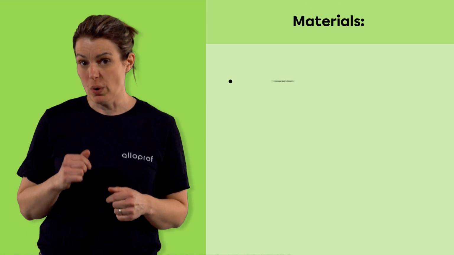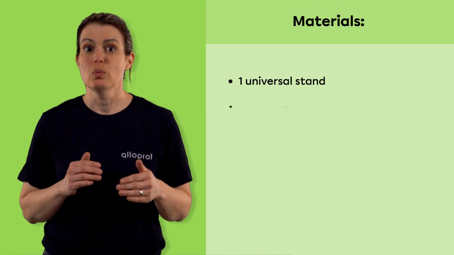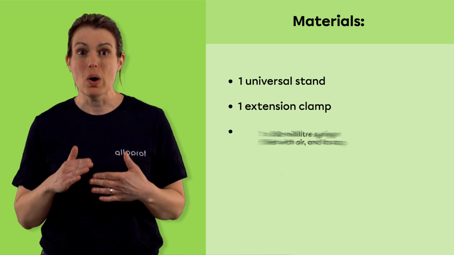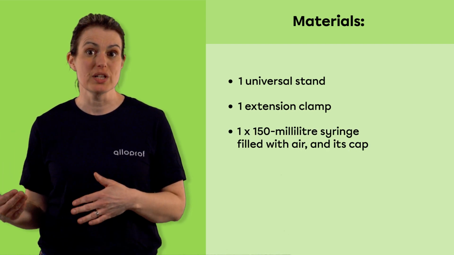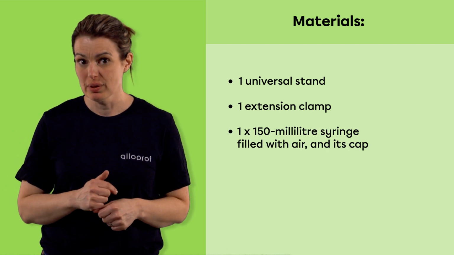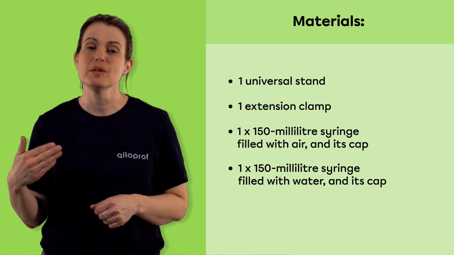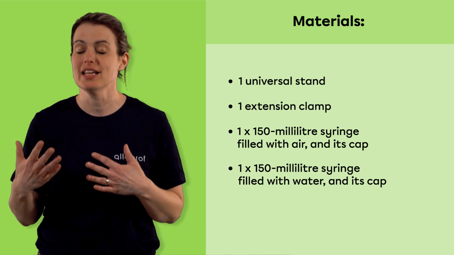It can be demonstrated that air is a compressible fluid and that liquid water is an incompressible fluid. To do this, we need the following materials: 1 universal stand, 1 extension clamp, 1 150 milliliter syringe filled with air and its cap, and 1 150 milliliter syringe filled with water and its cap. First, let's do the demonstration with the air-filled syringe and the following setup.